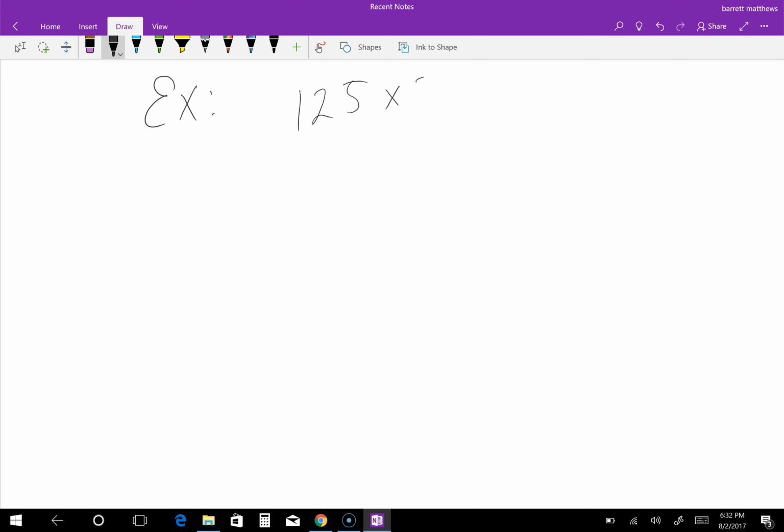Another example, 125 times 34 would result in 4,250. I see that I only have two significant figures, which is limiting me because the 34 is the smaller count. So I'll report 4,300 because there's a 5 next to the 2.